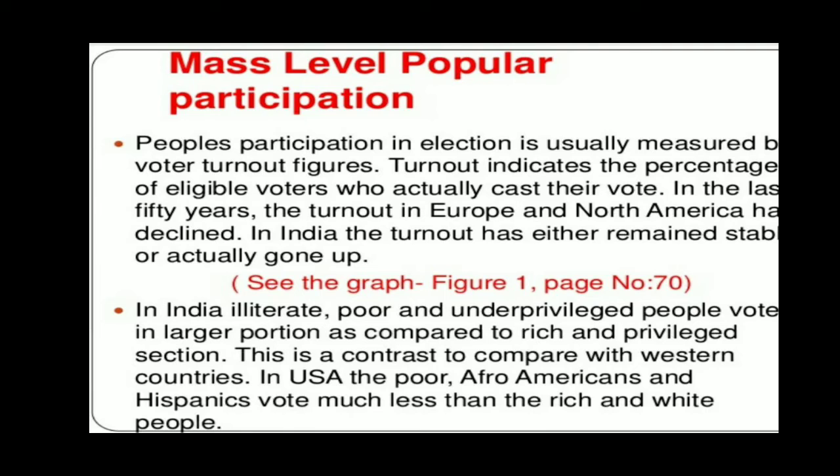In the last 50 years, the turnout in Europe and North America has declined. In India, the turnout has either remained the same or actually gone up.